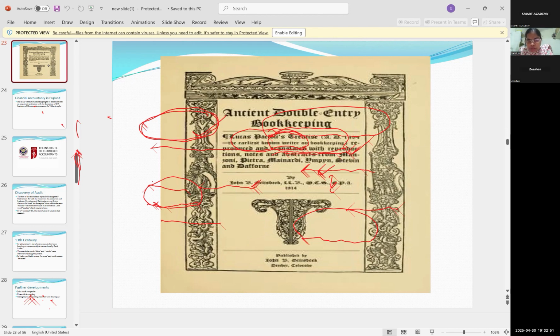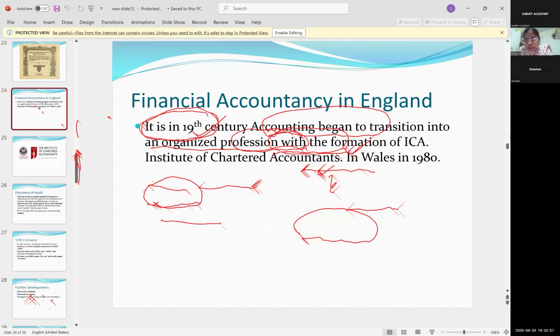Now, coming to all the different countries, you keep it aside. Now, the most important one is England. So, financial accountancy in England. You know why the concept was developed in England? In which century actually? In the 19th century.